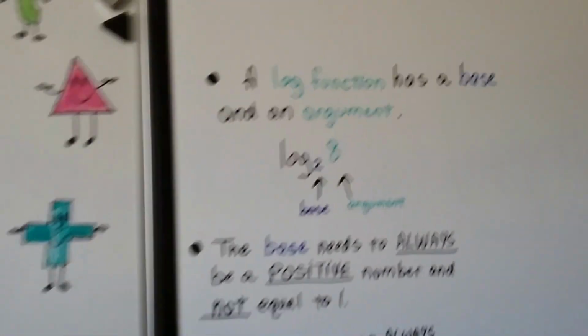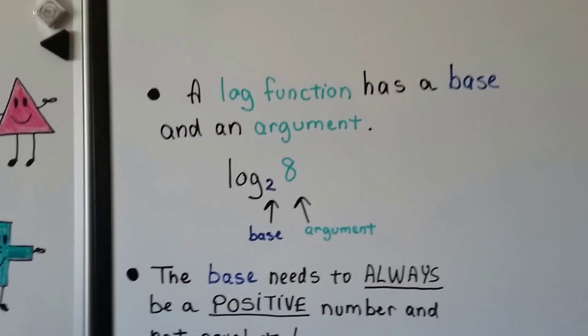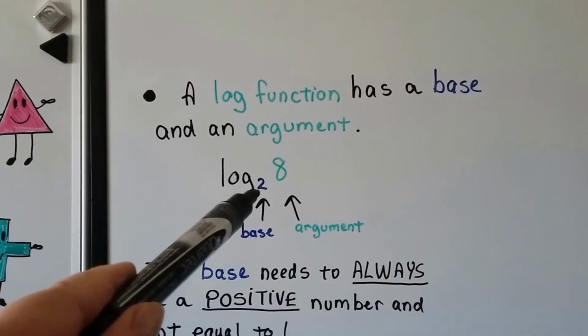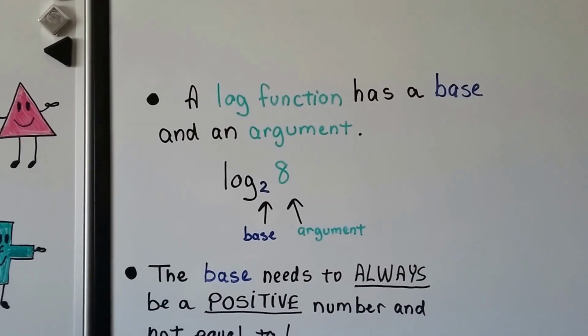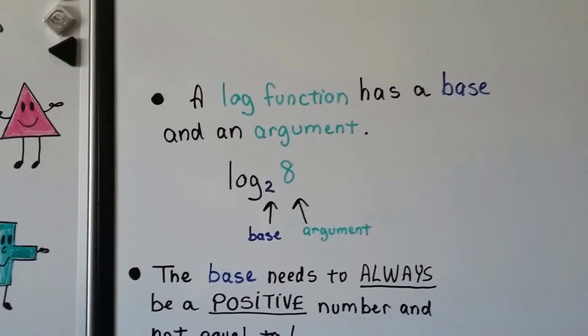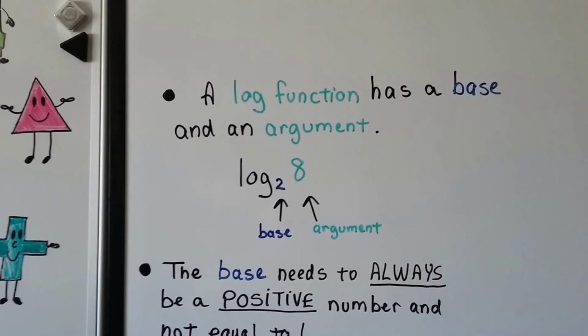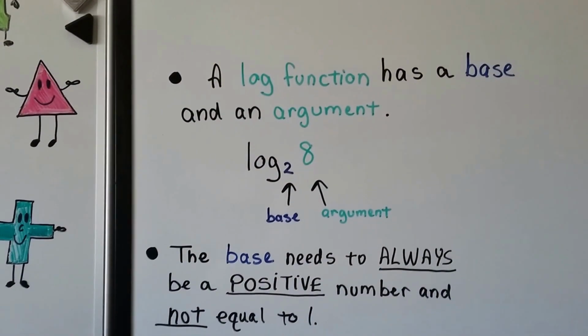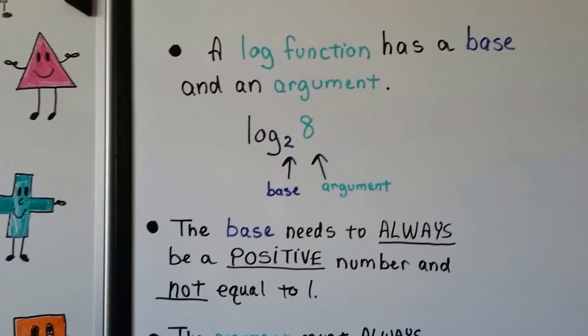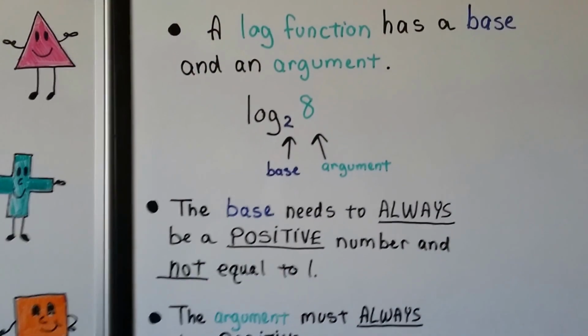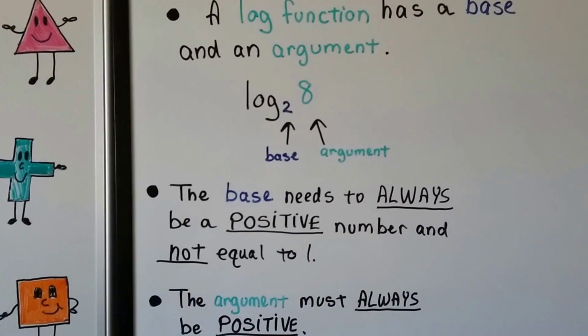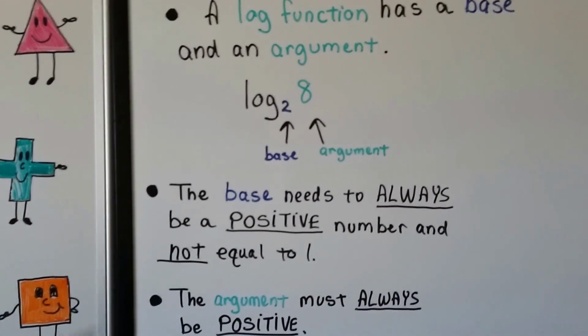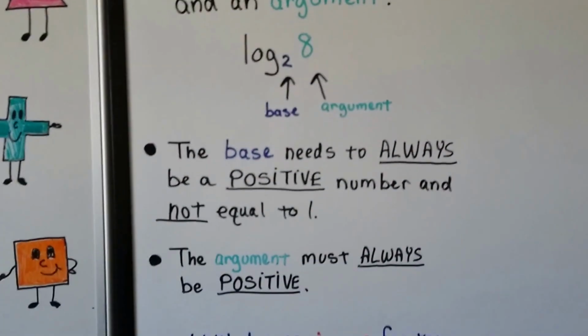So remember, a log function has a base and an argument. That little number 2, that subscript, is the base, and that green 8 is the argument, or x, or whatever value is there next to the base. And the base needs to always be a positive number and not equal to 1. And the argument must also always be positive. So they need to be positive.